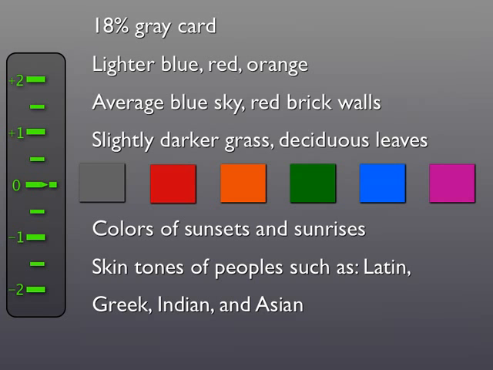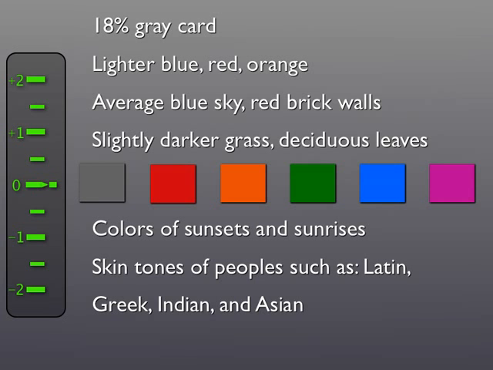Take a meter reading off the gray card. Let's assume that it's something like 1/125th at f16. Well, go around and see what other things also read 1/125th at f16. If they're a match, then you know that's an average color. Over time, you'll begin to recognize average colors without even using your gray card. You'll just see them and know they're average.